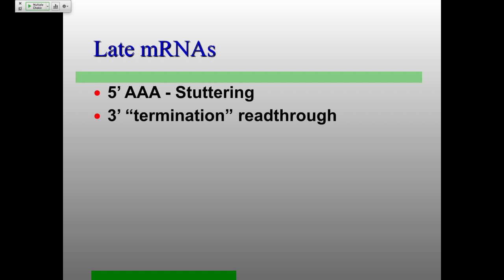The negative strand RNA viruses that we were talking about are making their RNA-dependent RNA polymerases. And then some of the termination sites end up getting read through as well.